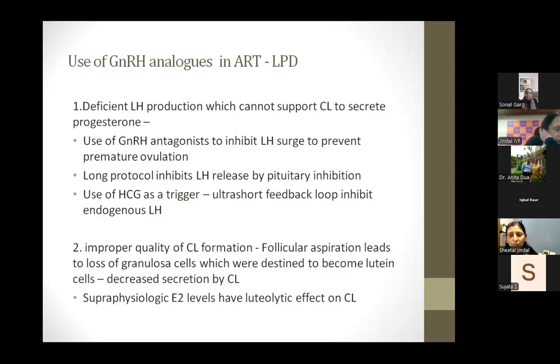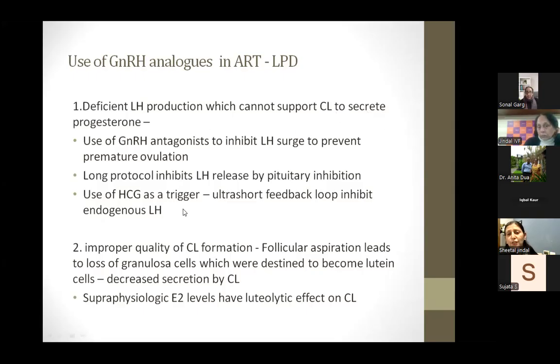cycles. And in the long protocol, in which GnRH agonists are used from the previous cycle, this GnRH agonist also inhibits the release of LH by direct pituitary inhibition, which leads to deficiency of LH in the subsequent stimulation. And both these lead to a relative luteal phase defect, relative deficiency of LH, and this LH deficiency cannot support the corpus luteum to secrete progesterone.